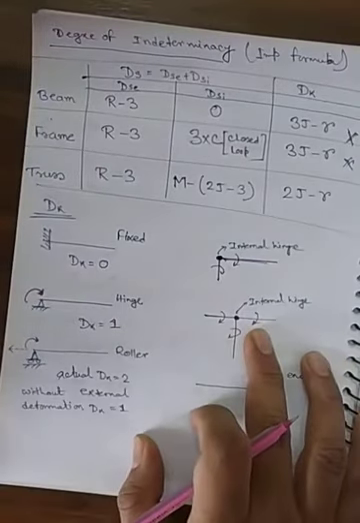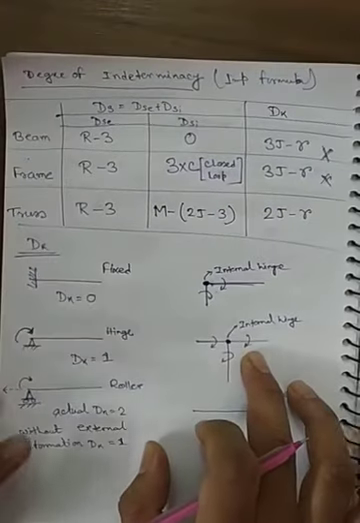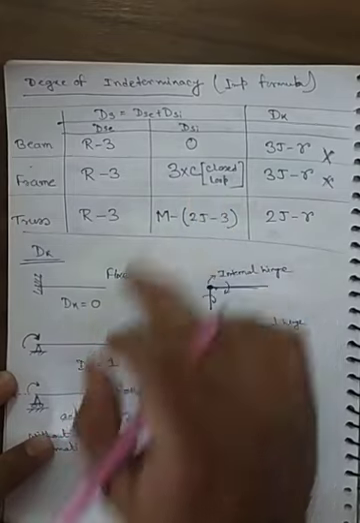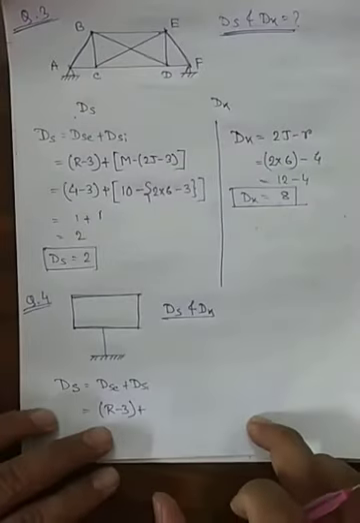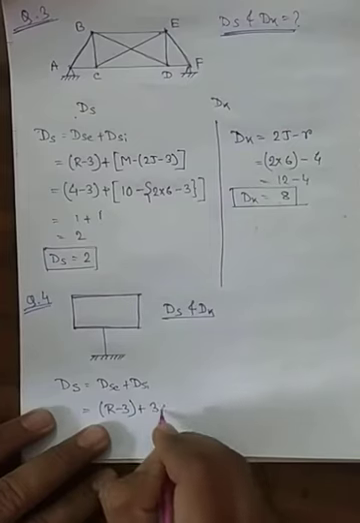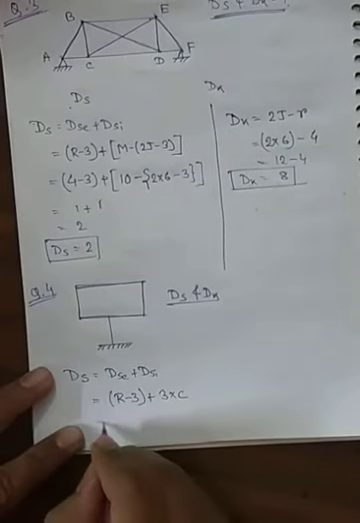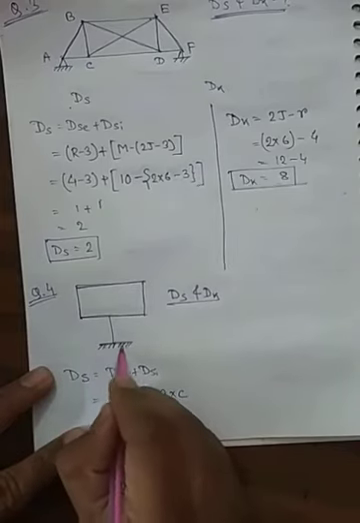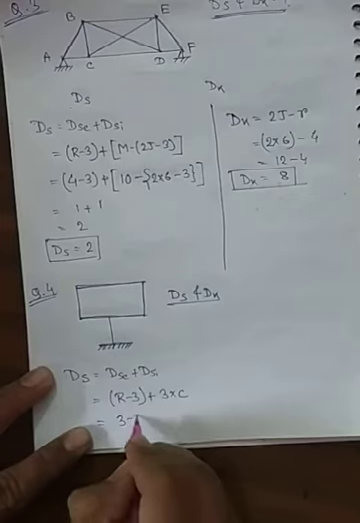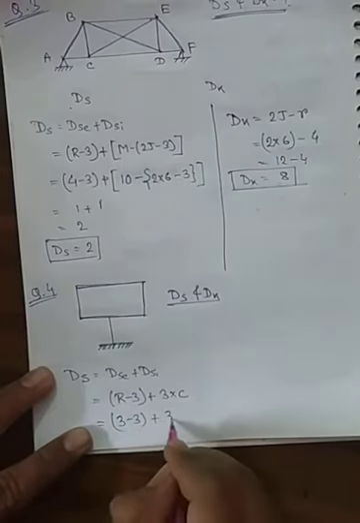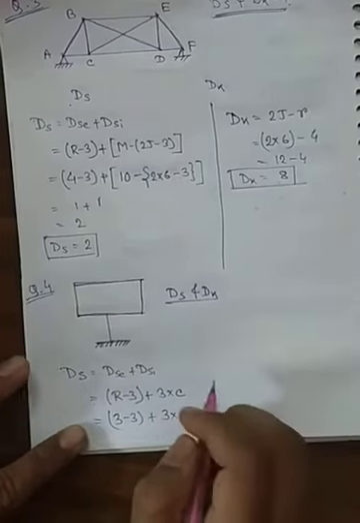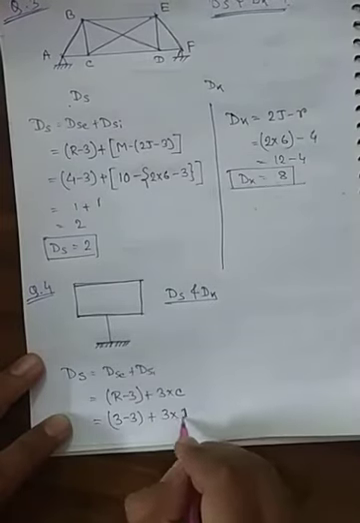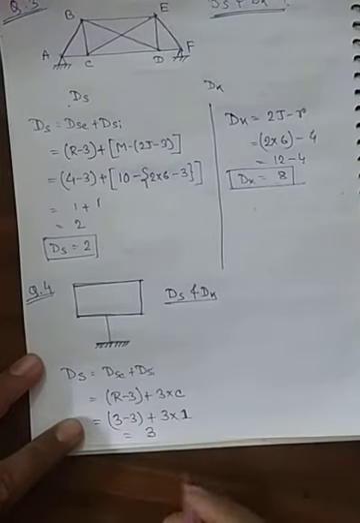So for a frame, dsi is 3 into c. C is the number of closed loops. So 3 into c. R minus 3, what is your R value? This is a fixed support. So R value is 3, minus 3, plus 3 into c. Now C is the number of closed loops. So here one closed loop is there. So C value is 1. So your value comes to 3.